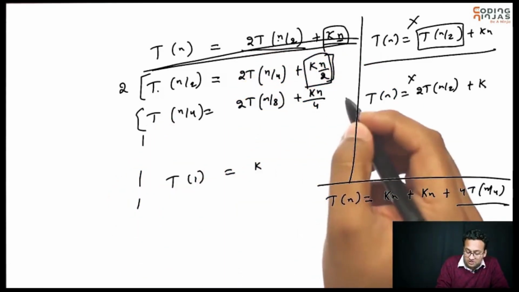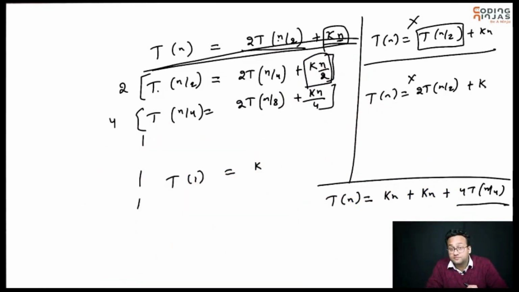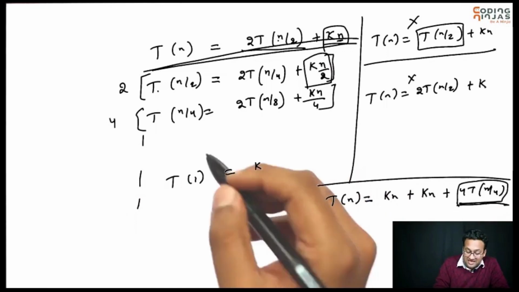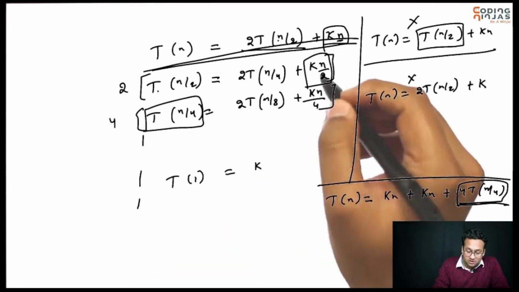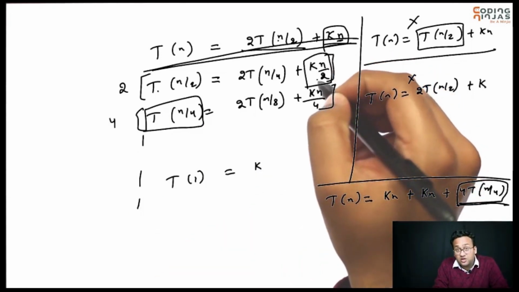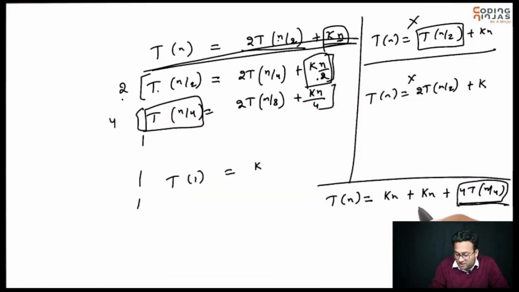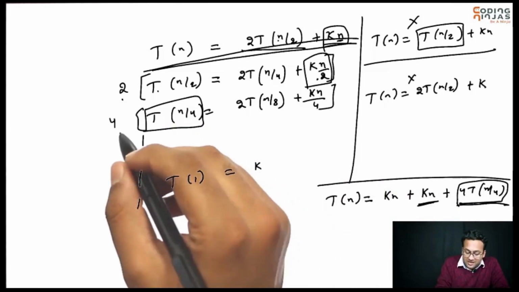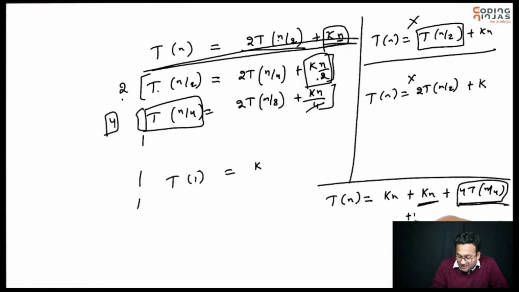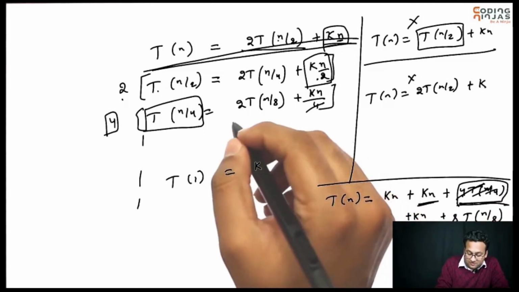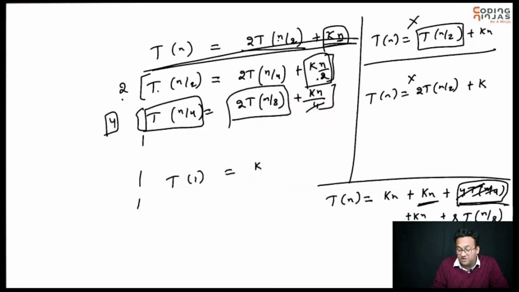So the next equation you will have to multiply by 4 so that this 4T(n/4) gets cancelled. The interesting part is you had kn in the original one, you had kn by 2 in the next one, which got multiplied by 2 and you got kn here instead of kn by 2. Now you are multiplying by 4, this 4 will cancel and you will get another kn here. Instead, you will get 8T(n/8), because 4 into 2T(n/8) becomes 8T(n/8). That's how you need to do all these additions.